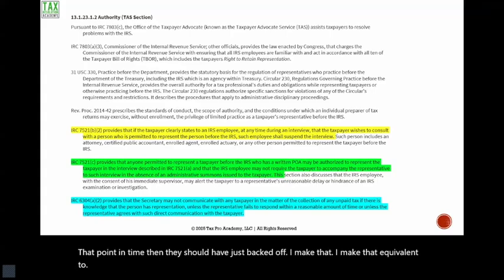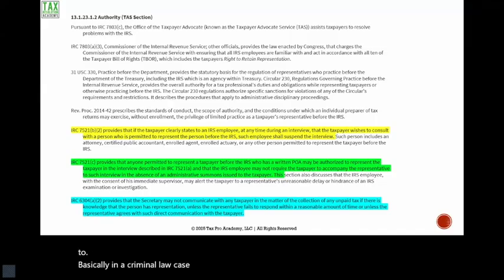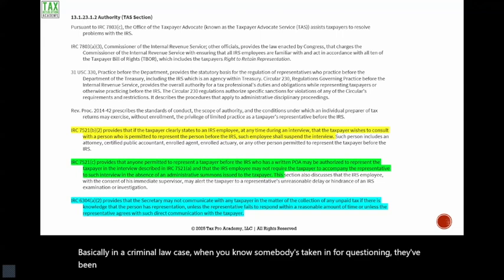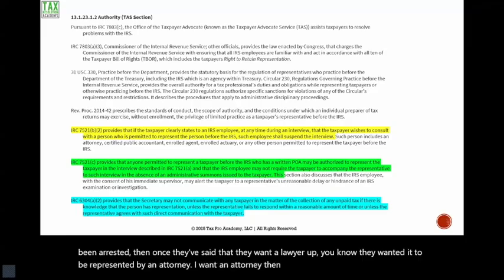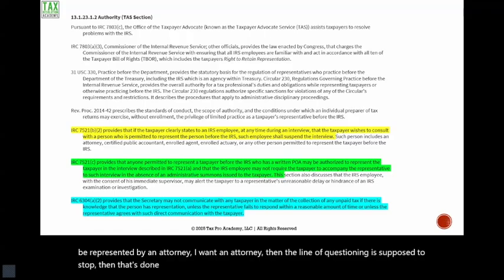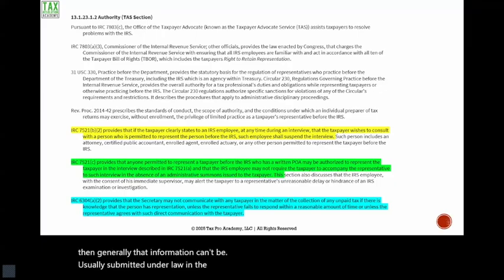basically in a criminal law case when somebody's taken in for questioning, they've been arrested, then once they've said they want a lawyer, they want to be represented by an attorney, I want an attorney, then the line of questioning is supposed to stop, and that's done. Then by law, if there are any other questions, generally that information can't be submitted under law in the case. So that is a violation and it actually breaks the law.